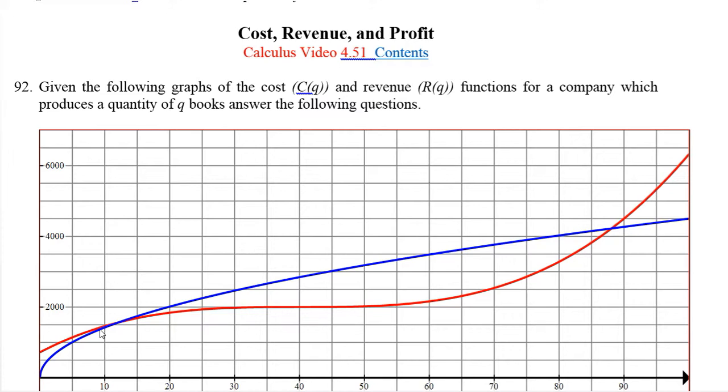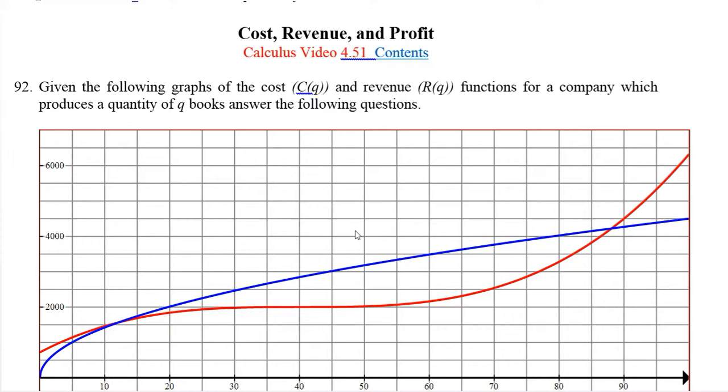But the giveaway of which one's cost and which one's revenue is the origin. The origin will always be on a revenue function, because if you don't make any items, you can't sell them, and if you don't sell any, your revenue is zero. Nobody's going to be just giving you money for doing nothing at all. So the revenue function always starts at the origin.